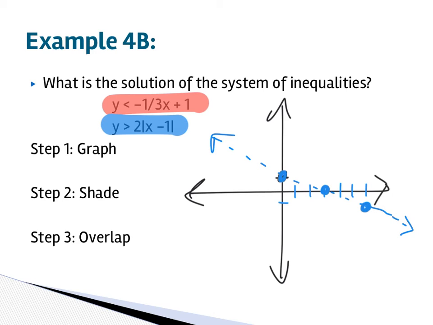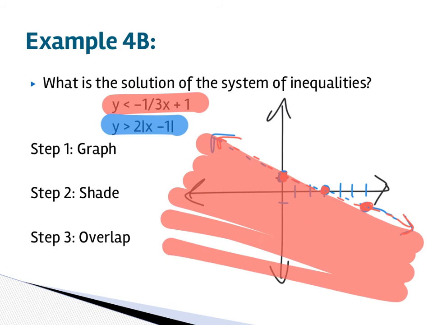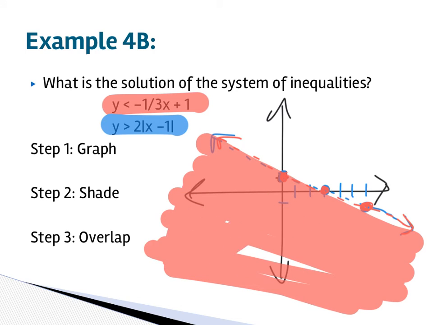Okay, the next, oops, that was supposed to be in pink. Just kidding. Let me redo that real quick. So I did the line in pink. And then it's less than, so I'm going to shade below the line. Okay, the absolute value I'm going to do in blue. And I can do it with transformations, but I think I'll do this one with the table.